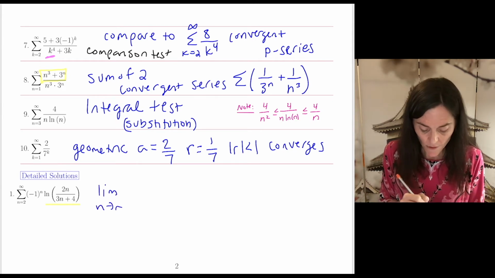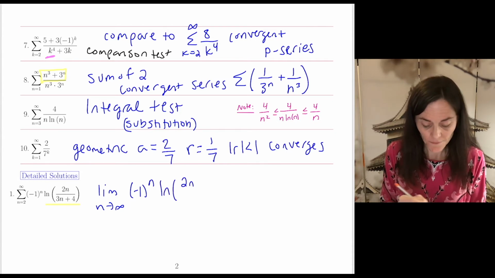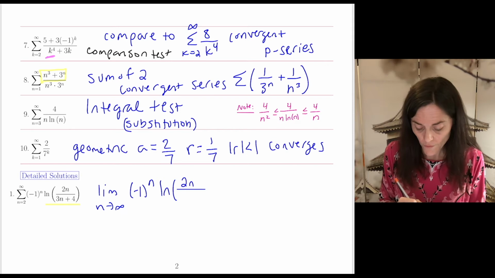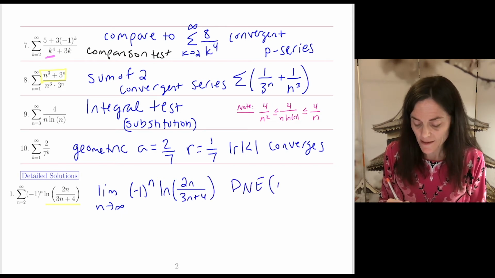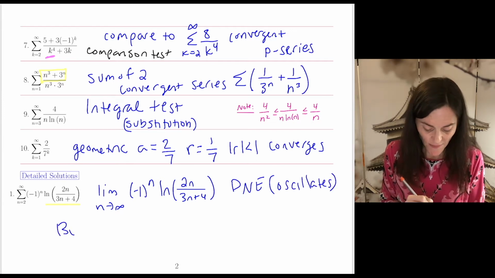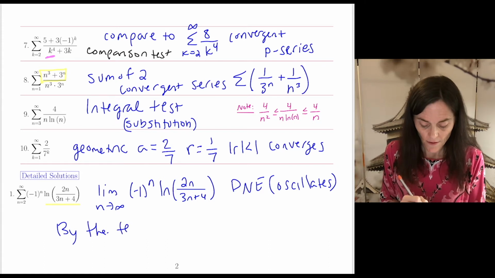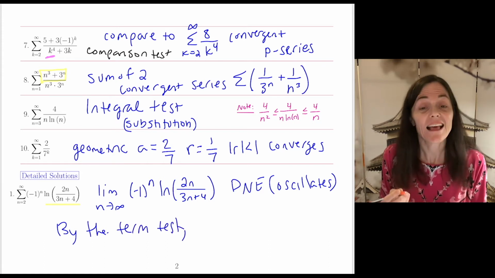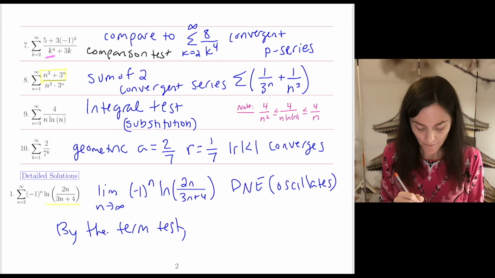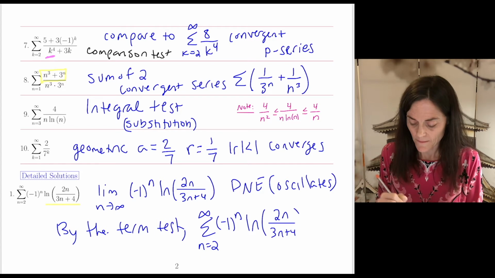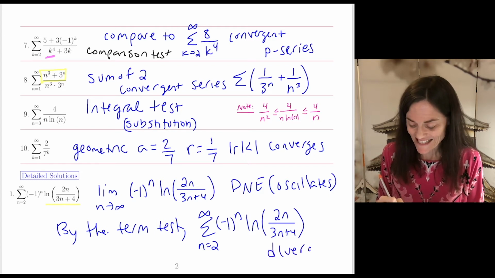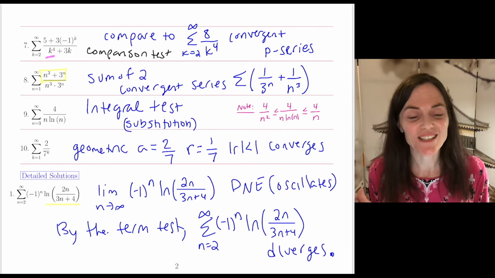So the limit as n goes to infinity of minus 1 to the n, ln of 2n over 3n plus 4, does not exist because it oscillates. And by the term test, this series diverges. So this is the detailed solution for number 1.